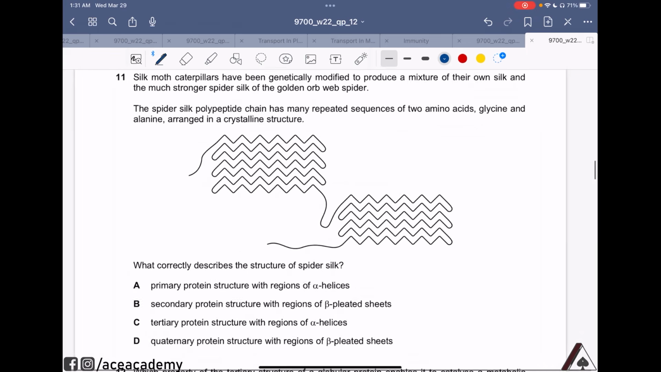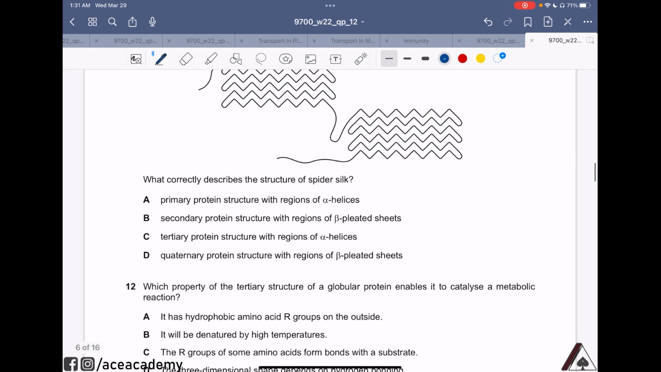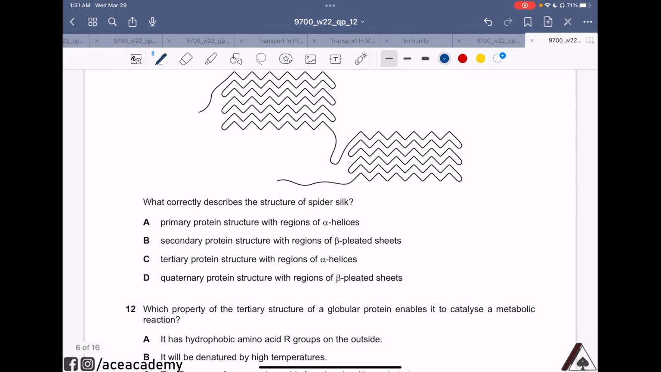Question number 11. Silk moth caterpillars have been genetically modified to produce a mixture of their own silk and the much stronger spider silk of the golden orb web spider. The spider silk polypeptide chain, so note how it's singular, so one polypeptide, has many repeated sequences of two amino acids, glycine and alanine, arranged in crystalline structure. What correctly describes the structure of spider silk?